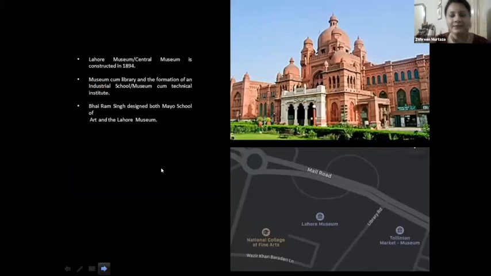And so it is these industrial exhibitions and the success of this exhibition that took place at this particular space, and that becomes the prelude or leads us into the formation of this idea that there should be a space where there is a museum, a library, and an industrial school. And so we see the formation of the Lahore Museum.